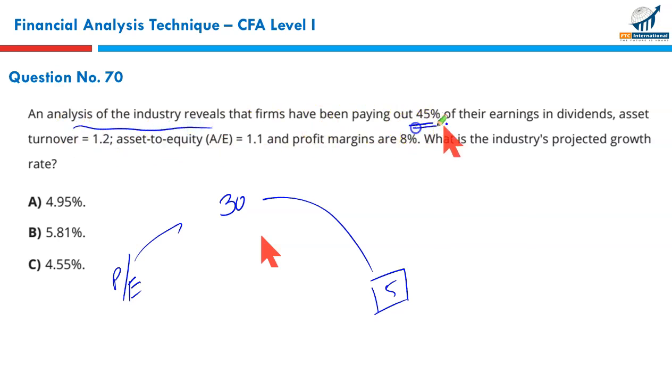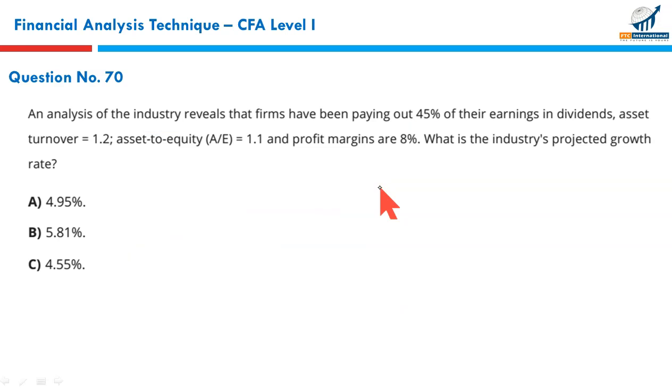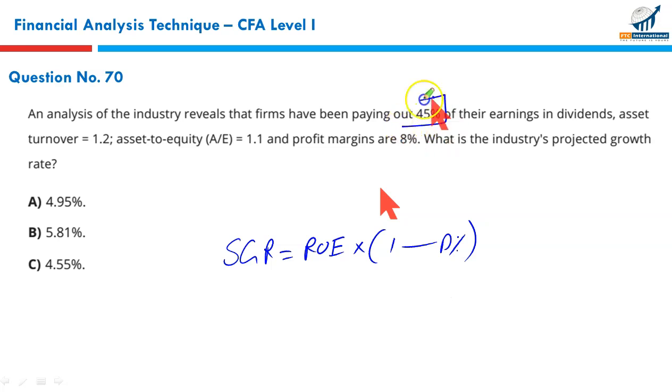Your payout ratio is 45%. We need to calculate the projected growth rate of the industry, that is the sustainable growth rate for the whole industry. So the dynamics stay the same, the formula stays the same. Sustainable growth rate for the whole of the industry is equal to return on equity multiplied by 1 minus dividend payout ratio. Do we have what we need? Yes, we have the dividend payout ratio, 45%.